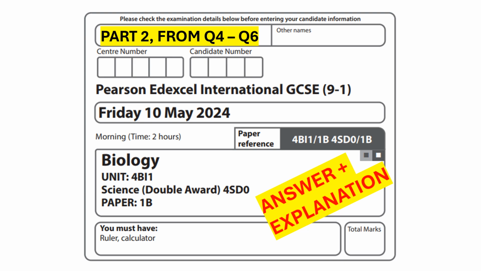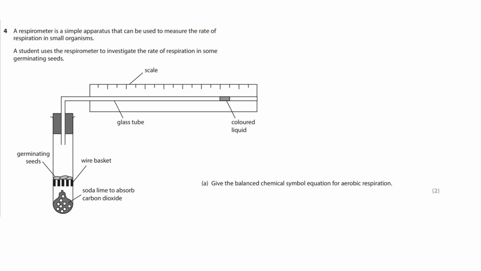This is part 2 from my May 2024 past paper question. This is going to be from question 4 to question 6. Okay, so question 4 starts with, a respirometer is a simple apparatus that can be used to measure the rate of respiration in small organisms. A student uses the respirometer to investigate the rate of reaction in some germinating seeds.